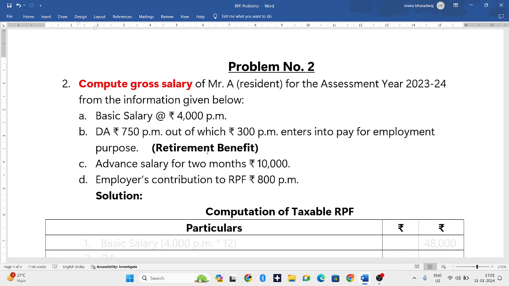So total 750 is getting as DA. Out of that, 300 per month is entering into retirement benefit. The remaining 450 doesn't enter into retirement benefit. Next, advance salary he has received for 2 months, that is 10,000 rupees. And employer's contribution to RPF is 800 per month.